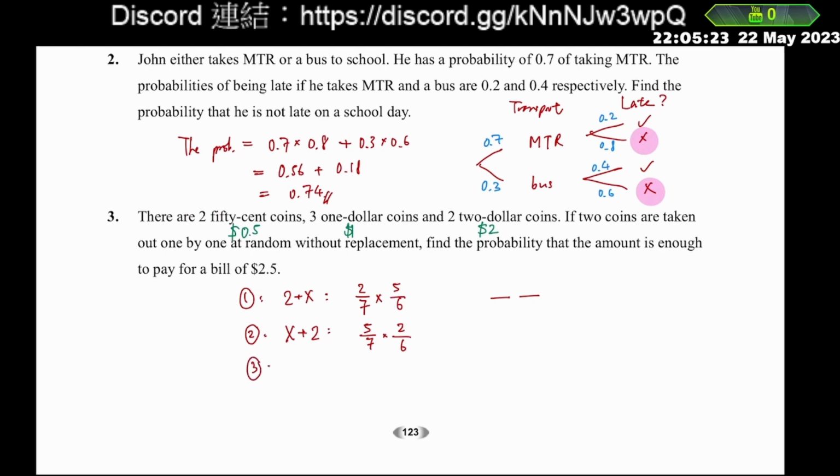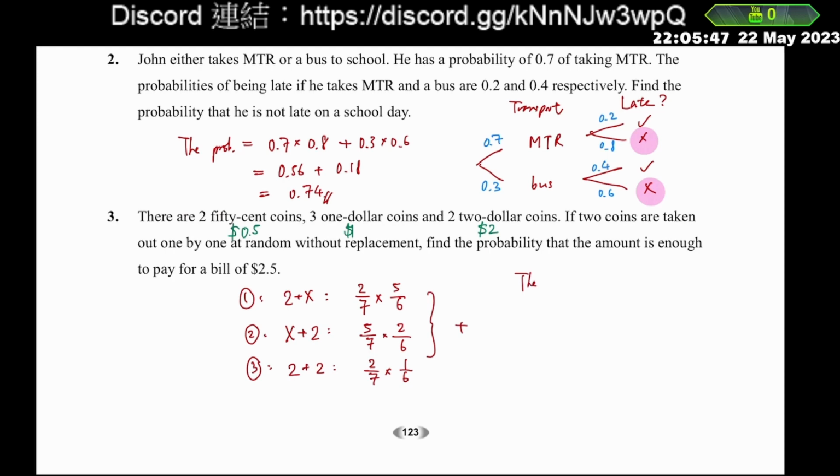Finally, the third case will then be both are $2 coins, and therefore it would be 2 over 7 for the $2 coin first, and for the second one only 1 $2 coin remains, therefore 1, and also only 6 coins remain, therefore over 6. And then after all these we add them up, then we can have the answer. So let's put them together as one step.